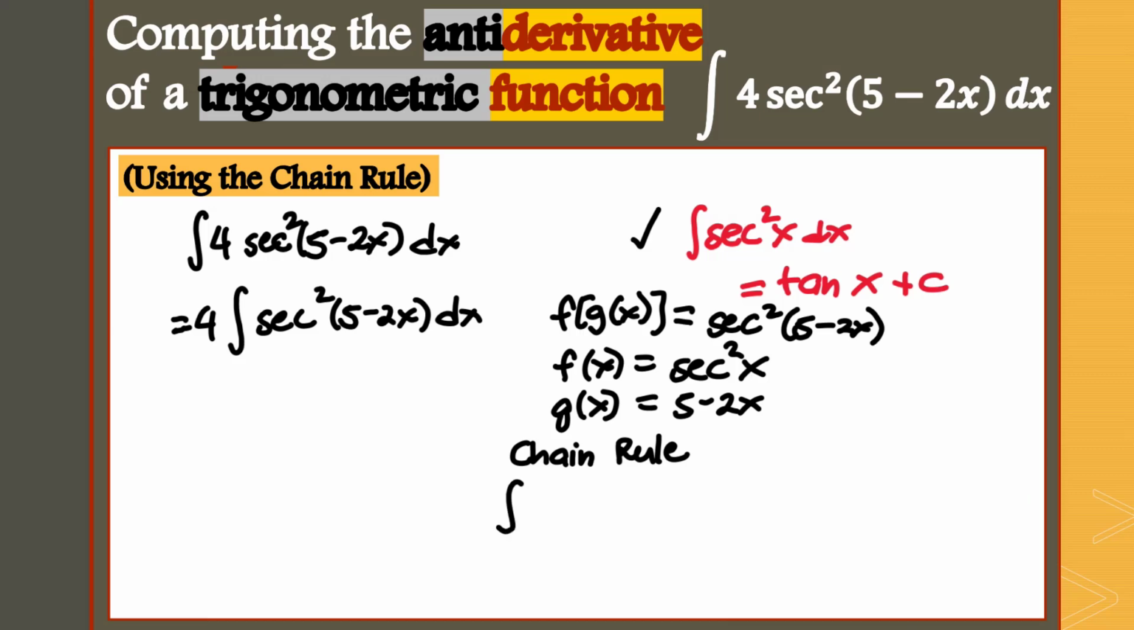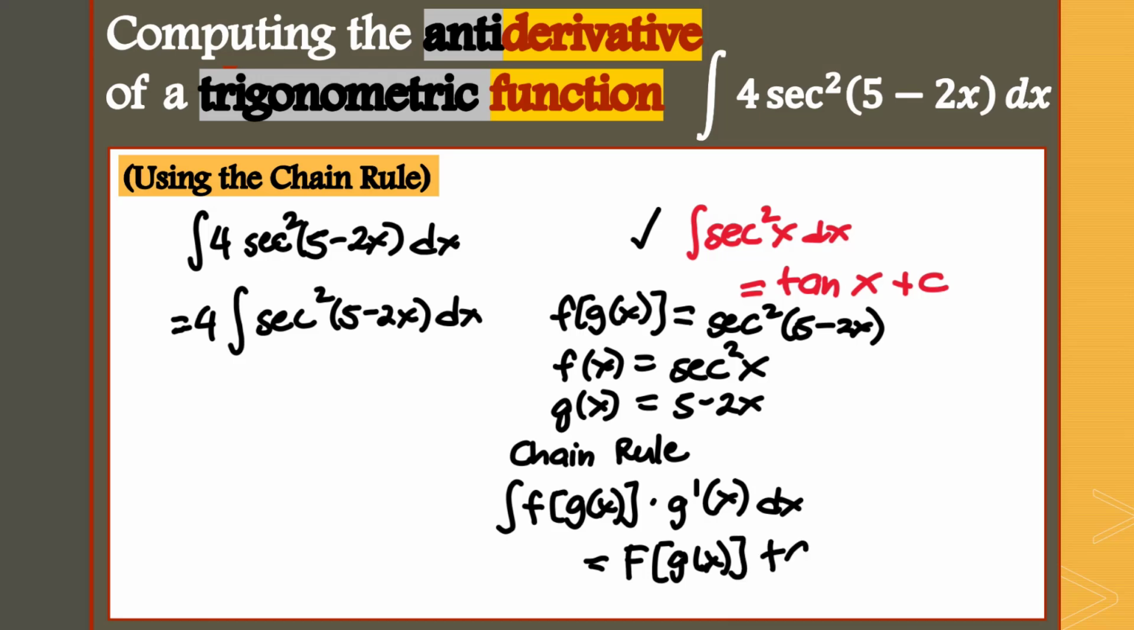In this chain rule, the integral of your composite function f of g of x, multiplied by g prime of x, or the derivative of your angle, dx, would equal the antiderivative of your outer function with respect to g of x, plus c. Okay, so that is the process here. As mentioned, this is what we need. Where do we get that?